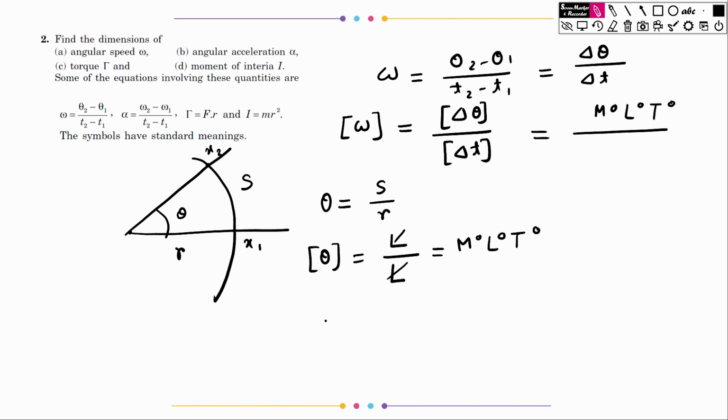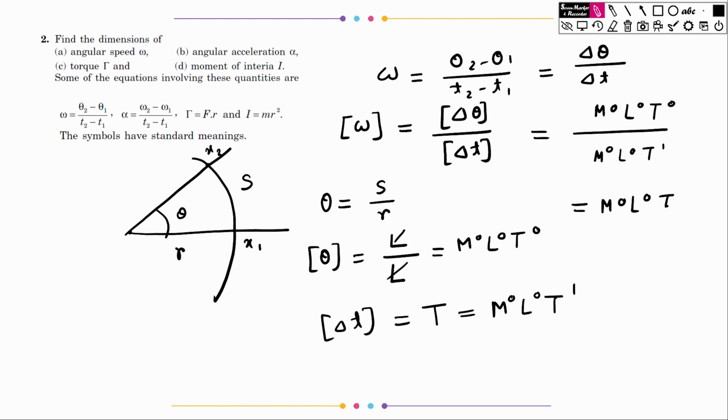Now comes delta t, which is nothing but time. So time is represented by capital T, or the other way you can write m to the power 0, L to the power 0, t to the power 1. So we'll put this in the main equation. Therefore, we can rewrite the dimension of angular speed omega as m to the power 0, L to the power 0, t to the power minus 1.